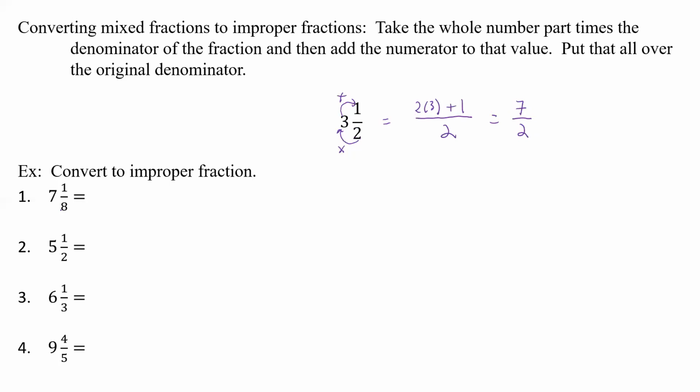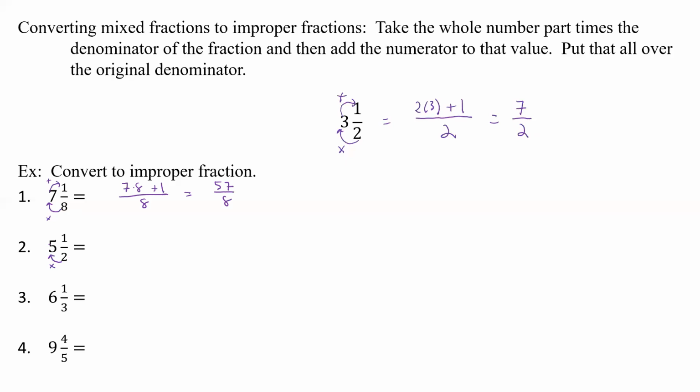So let's do that here. Again, we're going to take this times this, and then we're going to take that and add it to that. So we're going to take 7 times 8 plus 1 all over the original denominator, which was 8. Well, 7 times 8 is 56, plus 1 is 57, all over 8, and that's going to be our improper fraction.